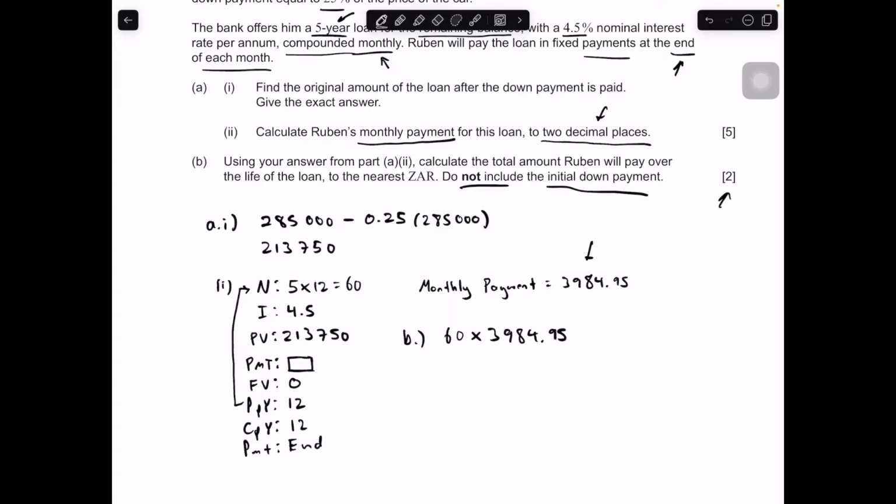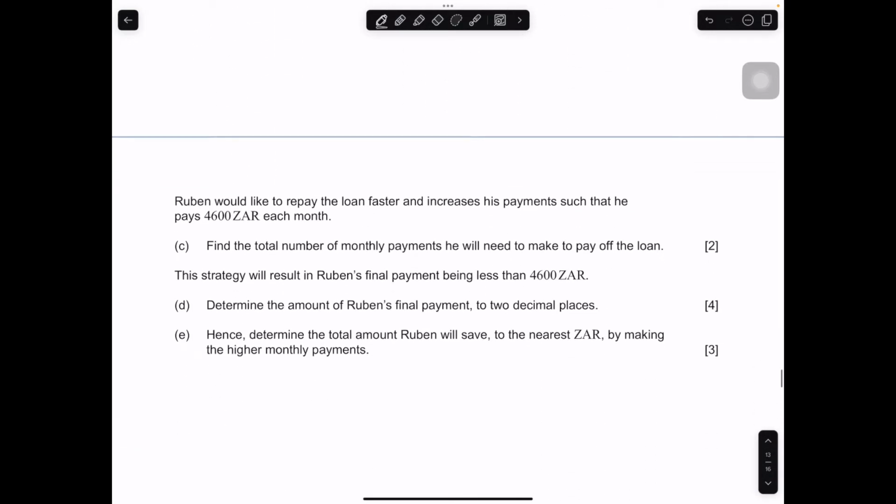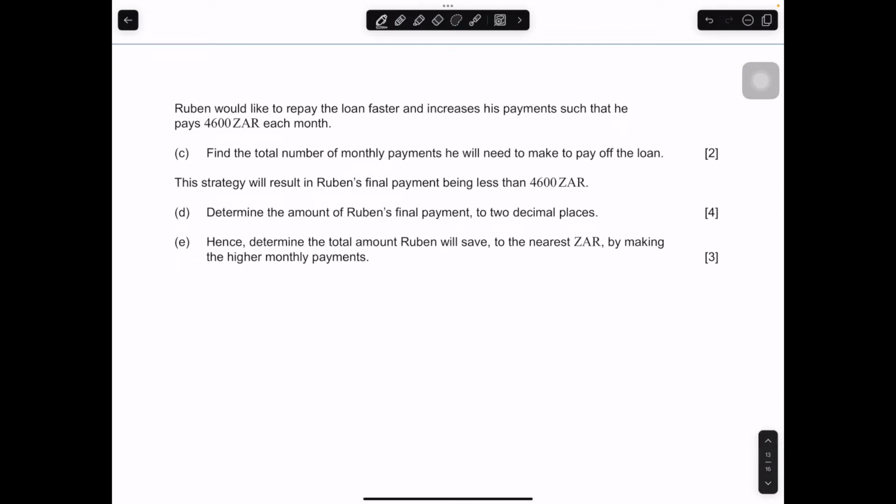Let's go ahead. Actually, I'm just going to use a calculator that I have here. 4.95. All right. So he is paying $239,097. Okay. Ruben would like to repay the loan faster and increases his payments such that he pays 4,600 Rand each month. Find the total number of monthly payments he will need to make to pay off the loan.